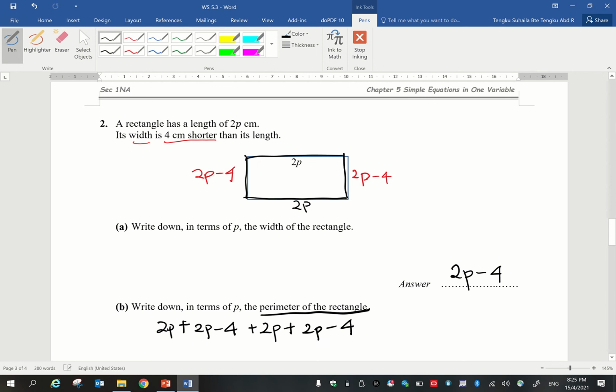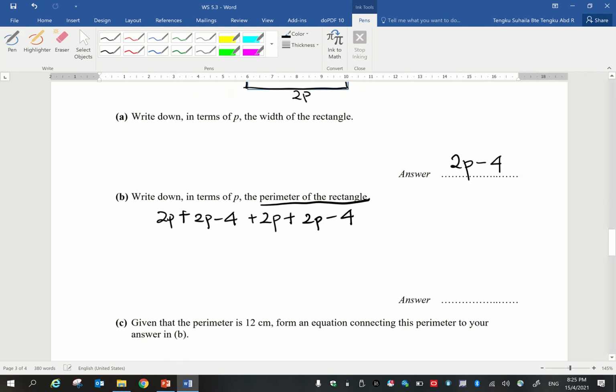Okay, let's simplify this, guys. How to simplify it? We're going to group the like terms together. We have 2p plus 2p plus 2p plus 2p. It's like 2 apples plus 2 apples plus 2 apples plus 2 apples. You have 8 apples altogether, right? So 8p.